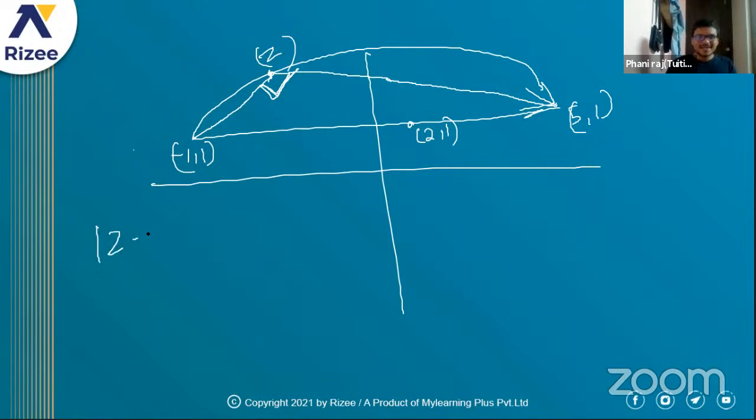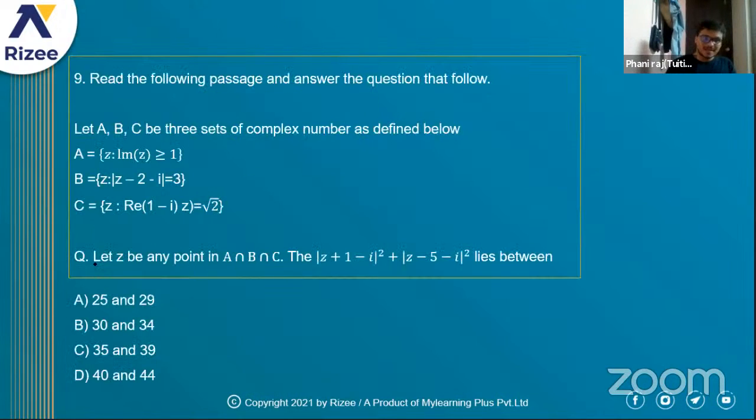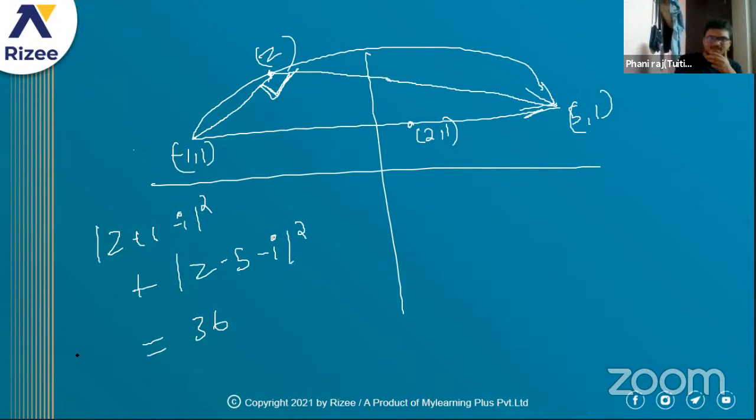So mod z minus minus 1 minus i whole square, I mean base square, plus other side square, mod of z minus 5 minus i whole square, equals hypotenuse square. But what is the hypotenuse? 6 square, that is 36. The distance from 5, 1 to minus 1, 1 is 6. The answer is 36. So obviously the answer is 35 to 39. In fact, it's the fixed number, but just to confuse you, they give that answer.